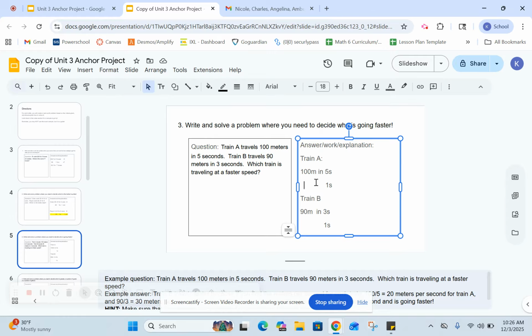All right, so to find the speed of train A, to go from 5 seconds to 1 second, we divide by 5. If we divide the seconds by 5, we need to divide the meters by 5. 100 divided by 5 is 20 meters in 1 second. Now let's look at train B, 90 meters in 3 seconds. To go from 3 seconds to 1 second, we divide by 3. 90 meters divided by 3 is 30 meters per second.